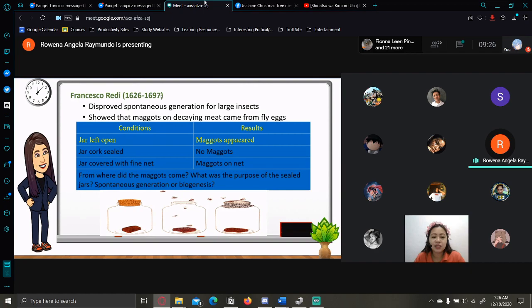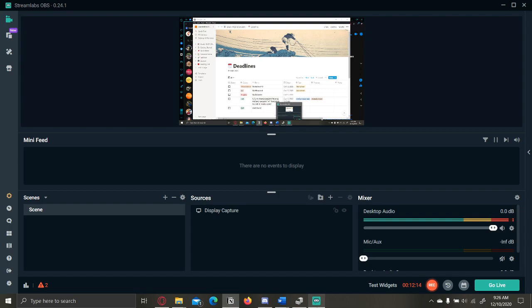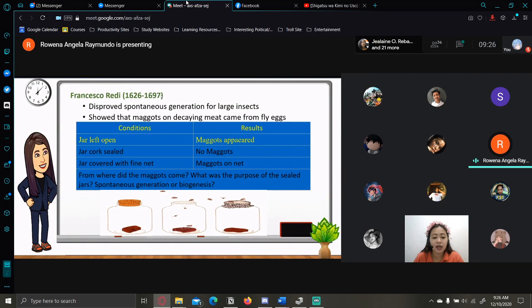So what was his conclusion? His conclusion is that the maggots do not appear spontaneously from the meat. Hindi siya lang biglang lumalabas doon. But dinadala siya nung flies na doon nagli-lay ng egg sa meat. Because the jar is covered, the flies were not able to enter and lay eggs on the meat. Therefore, walang nakita doon na maggots. On the second jar, the meat ay nakitaan nila ng mga maggots. And on the third jar, nandun lang sa ibabaw ng mesh wire.